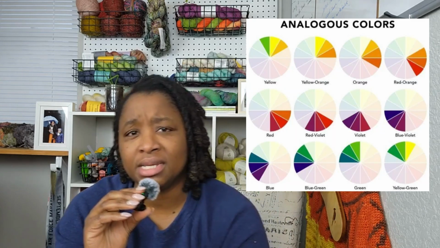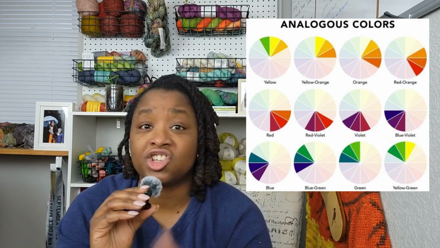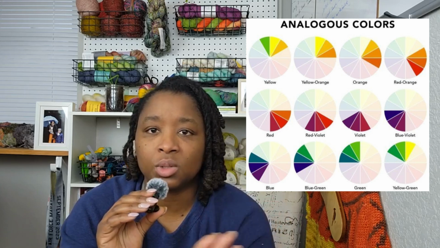Then we have analogous colors. These are colors that sit next to each other on the color wheel, like blue, green, teal, or red, orange, yellow. They create a more subtle blend look that feels natural and cohesive. This works well for soft romantic designs or patterns that have a delicate flowy feel.